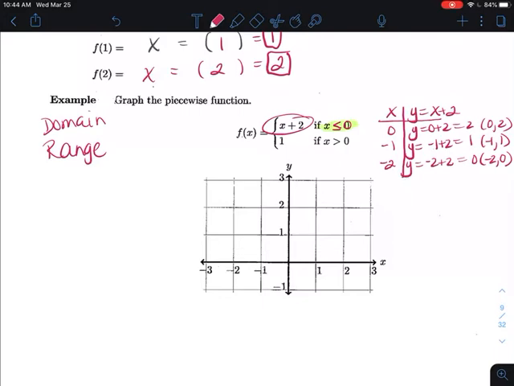So I'm going to plot the points 0, 2, negative 1, 1, and negative 2, 0. And since it has less than or equal to, this means that this value is included. So since it's included, I'm going to keep it as a closed circle there, and I'm going to connect these dots, and that's the piece of your graph. And you understand what I mean when I say included. Here, I'm going to create another table, x.